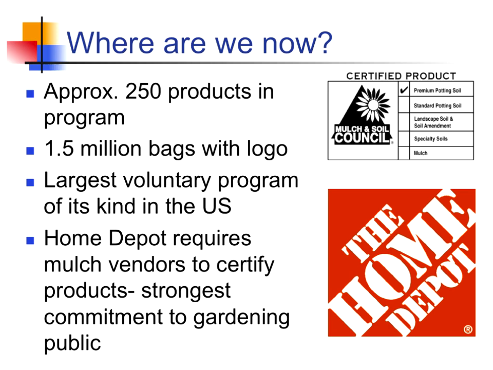We estimate about 1.5 million bags at any one time will have a logo on it, so you can find it. We think it is the largest voluntary program of any kind like this in the U.S. And in fact, certain places, many small groups, but Home Depot, for example, requires that all their mulch vendors certify their products. That's because they are concerned about arsenic and safety and the like, and they use our program as a way of trying to keep up with this and to help ensure that their products are in good shape. And we've only had a couple of issues across the country.